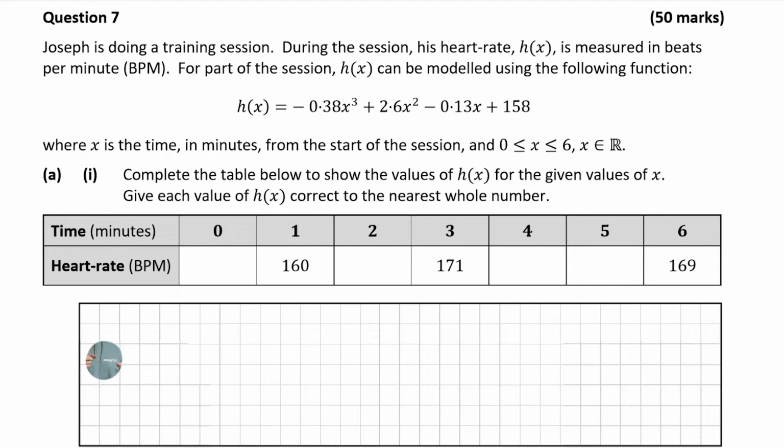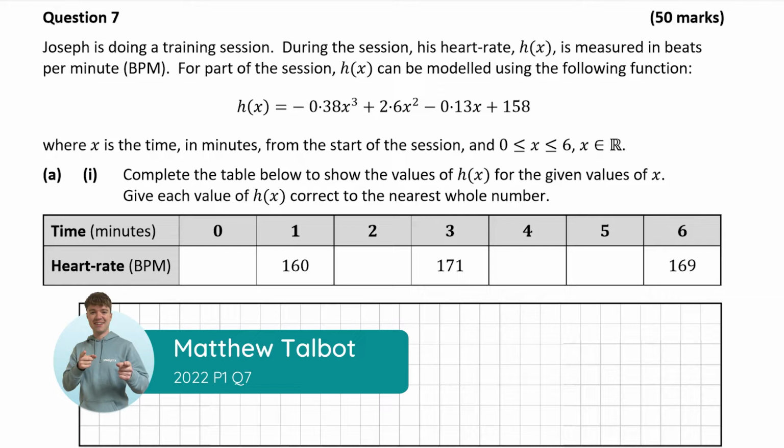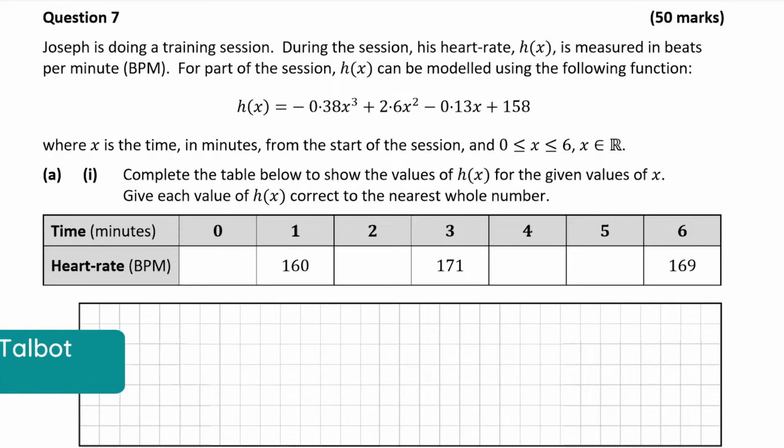Hello, it's Matthew here, and I'll be taking you through question 7, which is a 50-mark question on functions. So A part 1 wants us to complete the table below, showing the values of h of x for all the values of x, so that's for x between 0 and 6. However, 1, 3 and 6 are already filled in, so we only need to worry about 0, 2, 4 and 5.